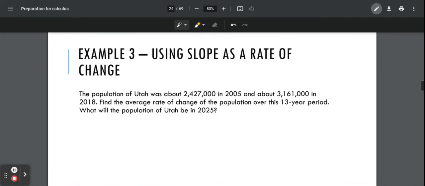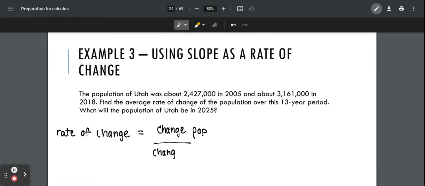So in example 3, it says the population of Utah was about 2,427,000 in 2005 and 3,161,000 in 2018. Find the average rate of change of population over this 13-year period. What will the population be in 2025, assuming it's still continuing at that rate? So for this rate of change, we want to look at the change in population over the change in years.